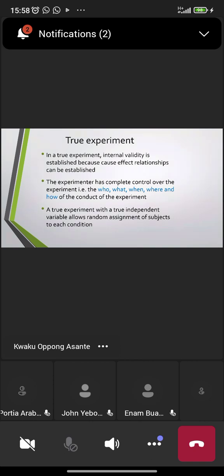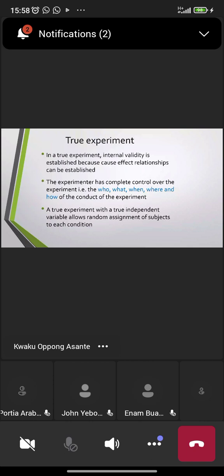Internal validity. So in every experiment, our aim is to achieve internal validity. You can only achieve that when you establish a cause and effect relationship. In fact, if you look at all the research approaches, it is only an experiment that can give you a cause and effect relationship.